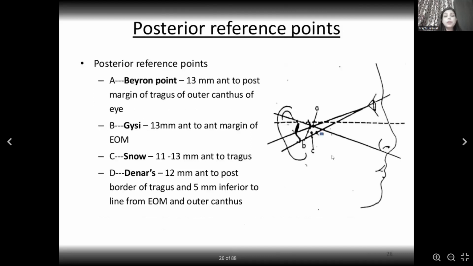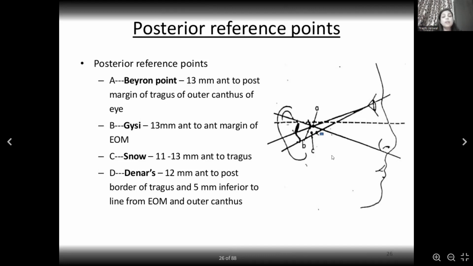So next is the posterior reference point. What are the points which we are using as posterior reference points? Like the Beyron point, which is 13 mm anterior to the posterior margin of the tragus, on the line to the outer canthus of the eye. First, we'll mark a line from the posterior margin of the tragus to the outer canthus of the eye, and the Beyron point will be 13 mm anterior to this line.